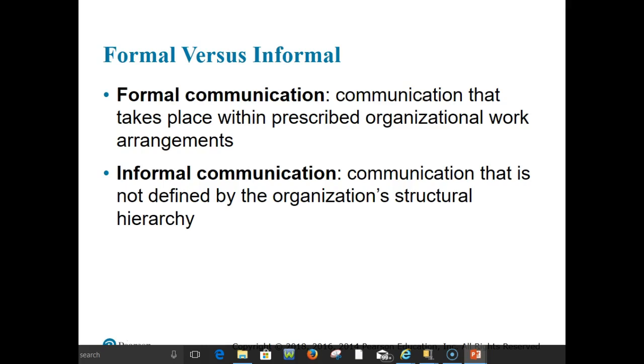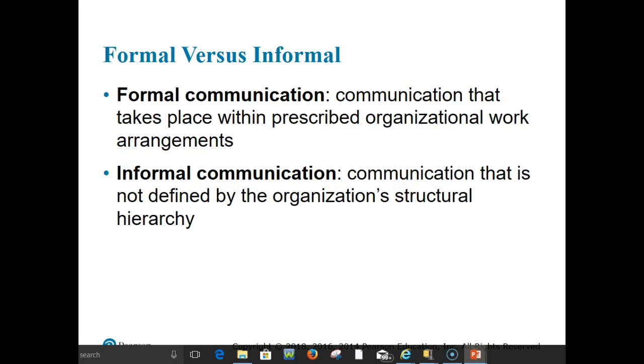Now, communication within an organization is described as formal or informal. Formal communication refers to communication that takes place within prescribed organizational work arrangements. For example, when a manager asks an employee to complete a task, that's formal communication. Informal communication is organizational communication not defined by the organization's structural hierarchy. When employees talk with each other in the lunchroom, as they pass in the hallways, or as they're working out at the company's wellness facility, they engage in informal communication.